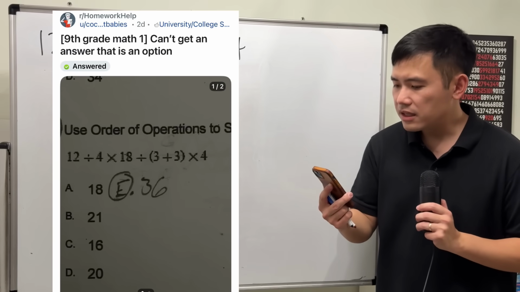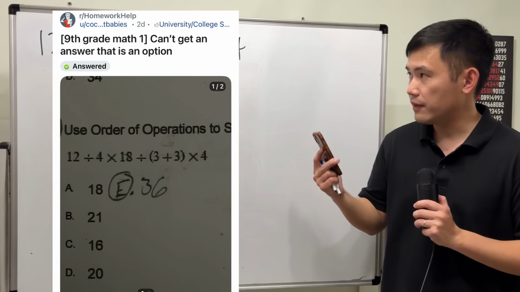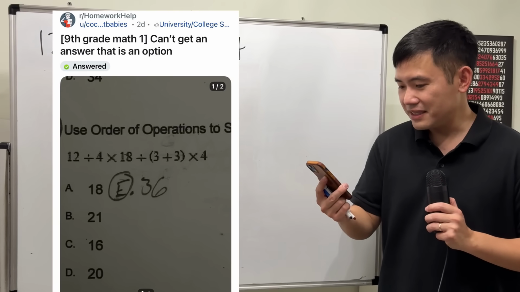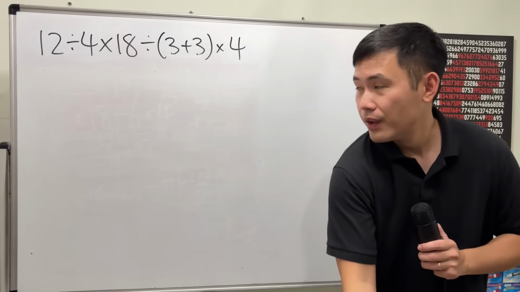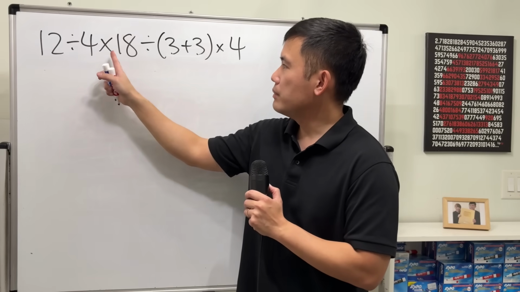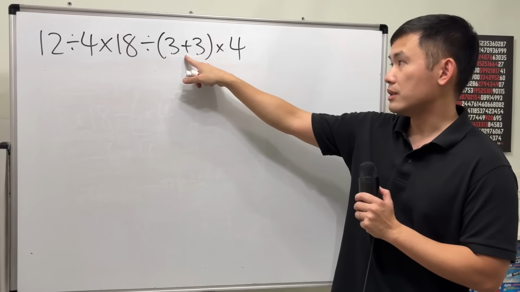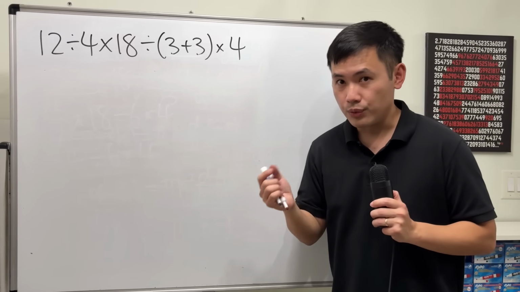Can't get an answer that's an option, we have to use the order of operations to simplify the following expression. But it looks like the answer should be 36, which is not one of the answer options. Let's have a look. Notice we have division, multiplication, another division, parentheses, and addition and multiplication. So we have to know what to do first.